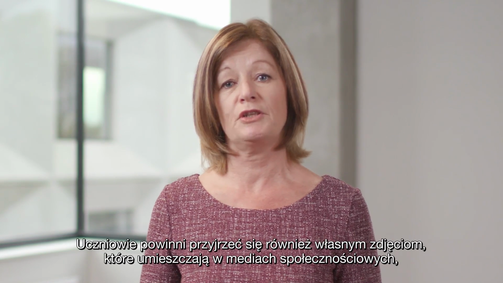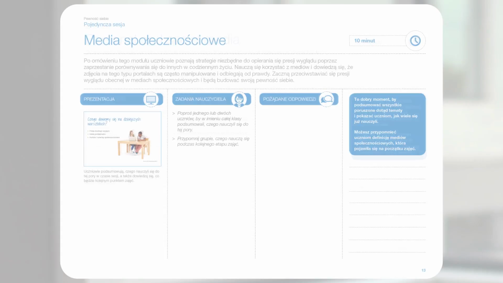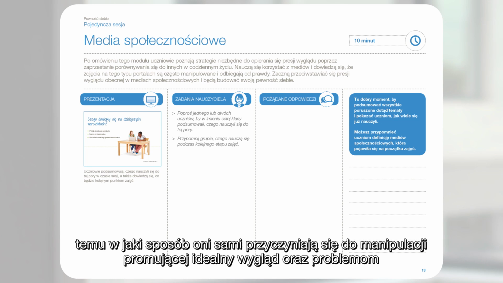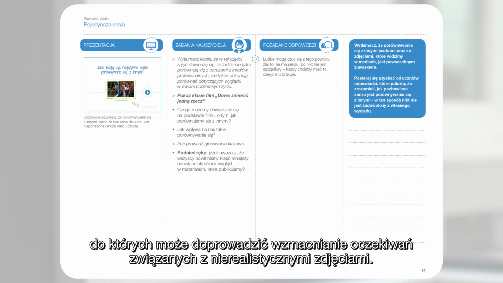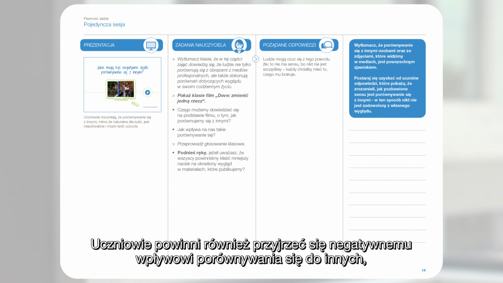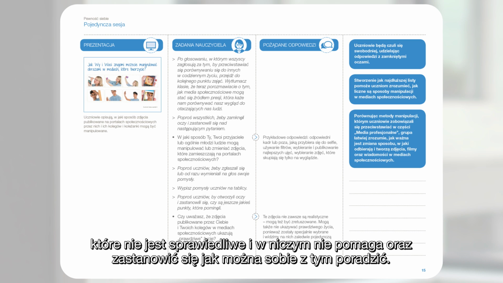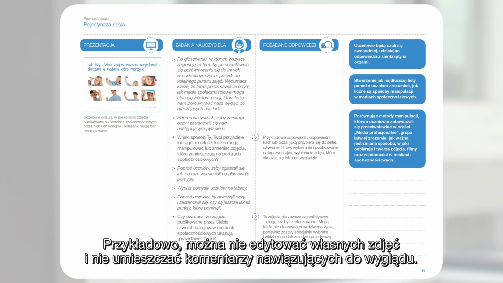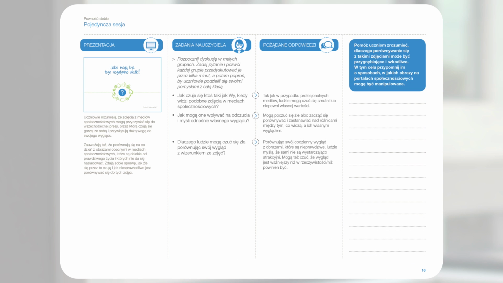Students will also be encouraged to consider their own images that they might create for social media and how they themselves might be engaging in manipulation that promotes appearance ideals and the problems this can lead to by adding to the pressures to match unrealistic images. It's important that students are guided to consider the negative impact of comparing themselves to others, which is unfair and unhelpful, and how they might challenge this. For example, by not editing all of their own images and not posting appearance-based comments.